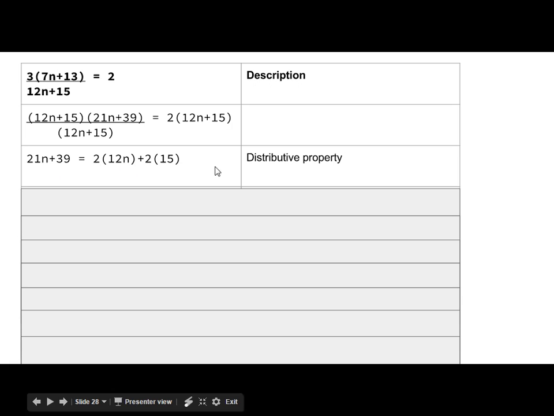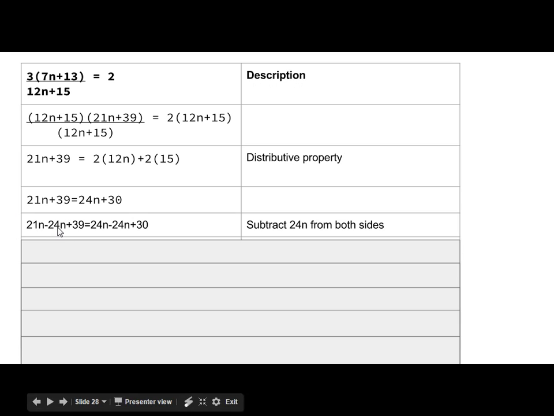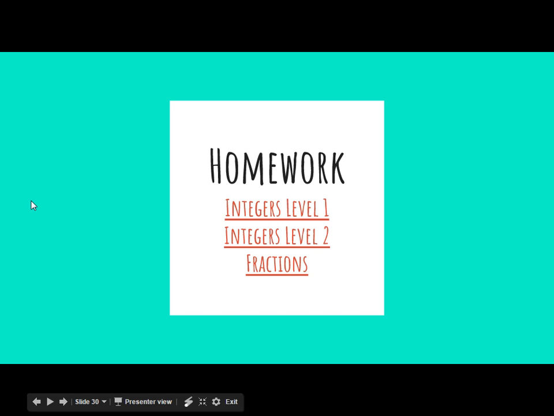So simplifying my terms here, I get 21n plus 39 equals 24n plus 30. So 2 times 12n equals 24n, 2 times 15 equals 30. So once again, I want to get n to the left side, and I want to get all of my integers, or all my numbers, to the right side. So I need to subtract 24n in order to get it to the left side. So I subtract negative 24n from both sides here, and then I simplify, and I'm left with a blank page.